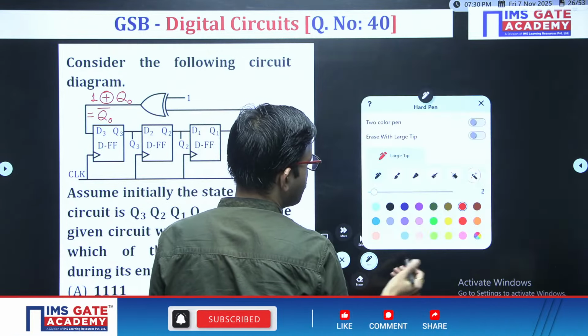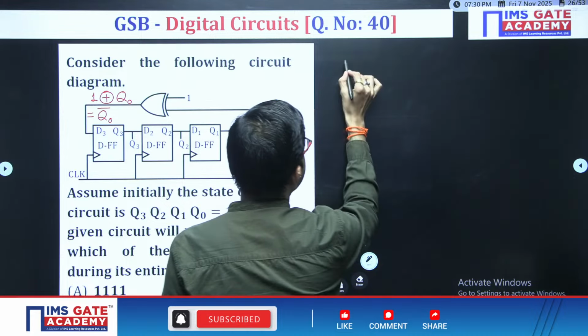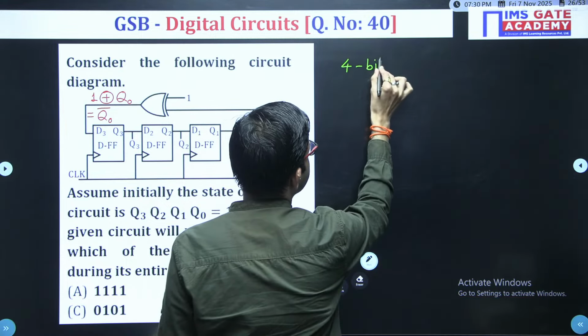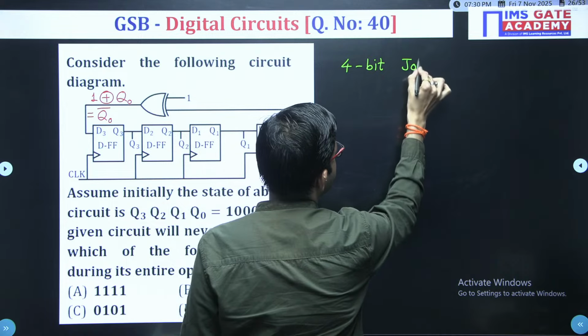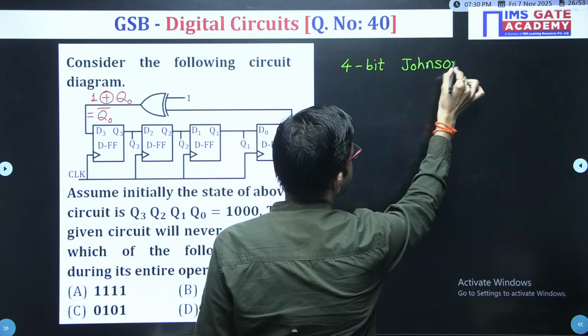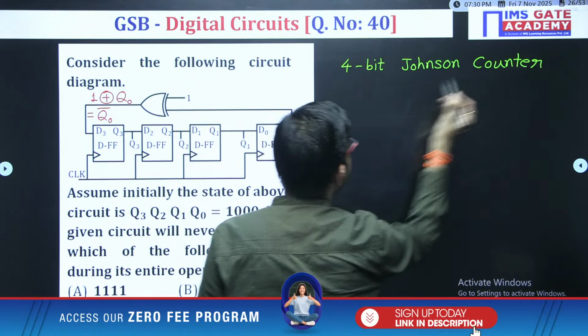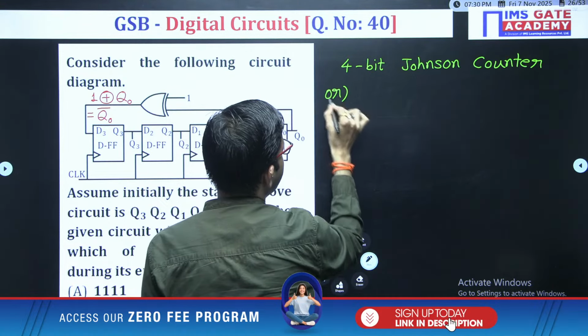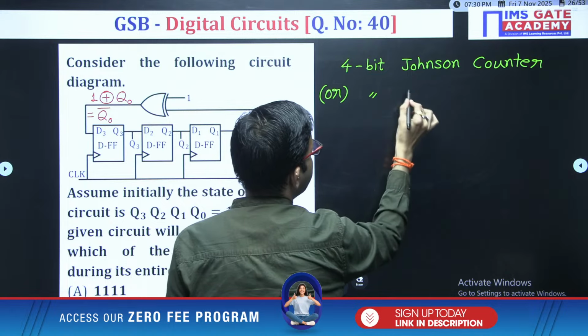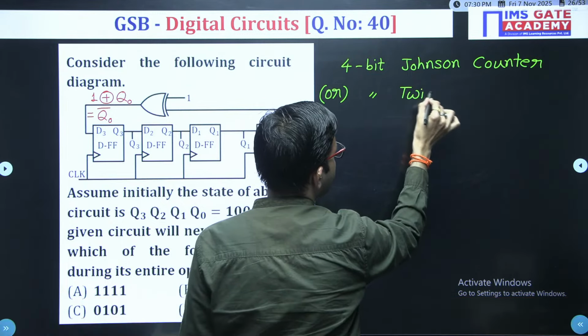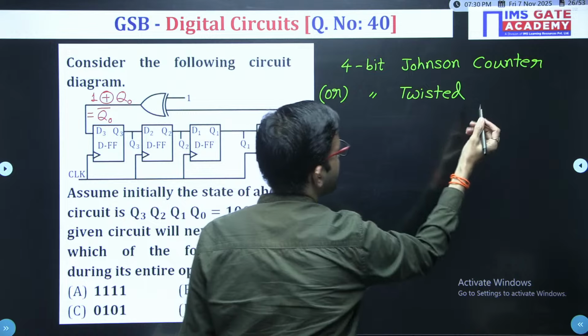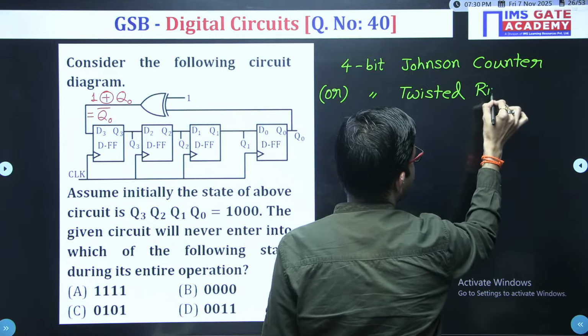That is the first observation point. 4-bit Johnson counter, or 4-bit twisted ring counter. Both are one and the same.